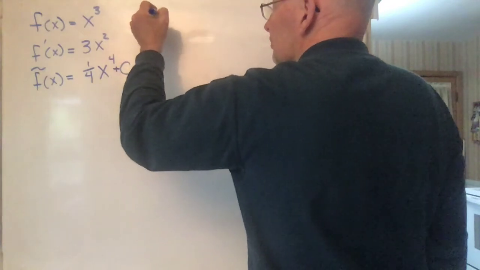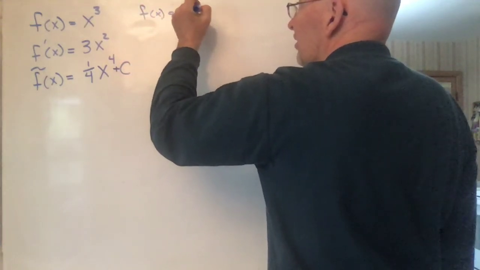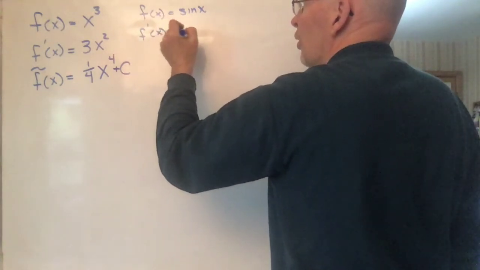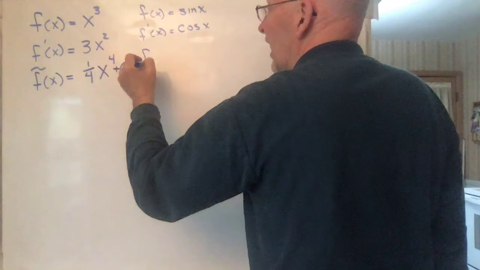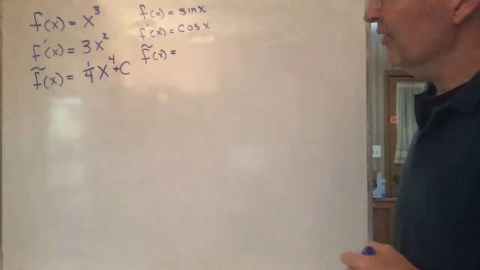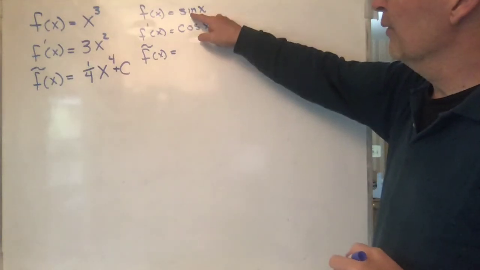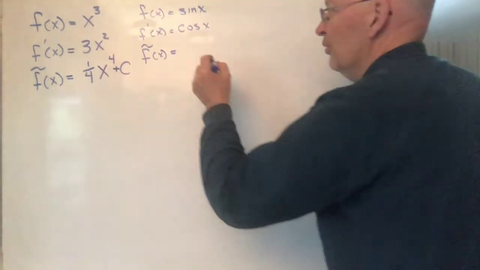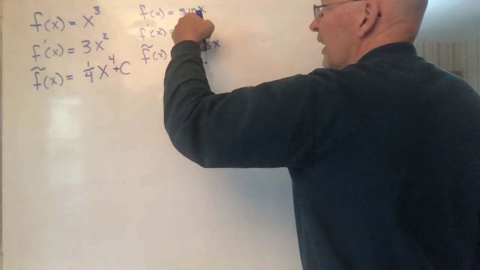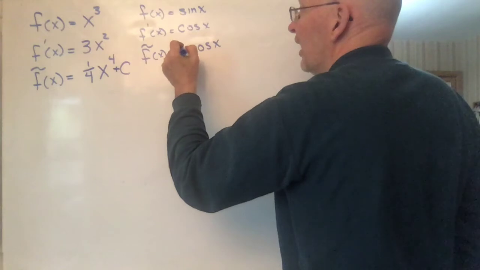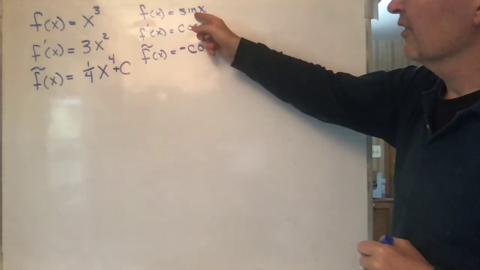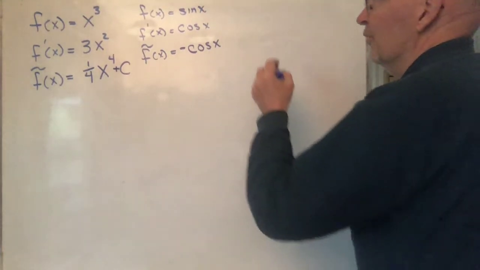Say the function is the sine of x. Then we know that the derivative, just to review, is the cosine of x. What's the antiderivative of f? What's the function whose derivative gives me sine? Well, it's kind of the cosine again, isn't it? Because the derivative of the cosine is the negative of the sine. So if I put a negative right there, I think I should be safe. The derivative of this thing is the sine of x. Okay, let's try another one.